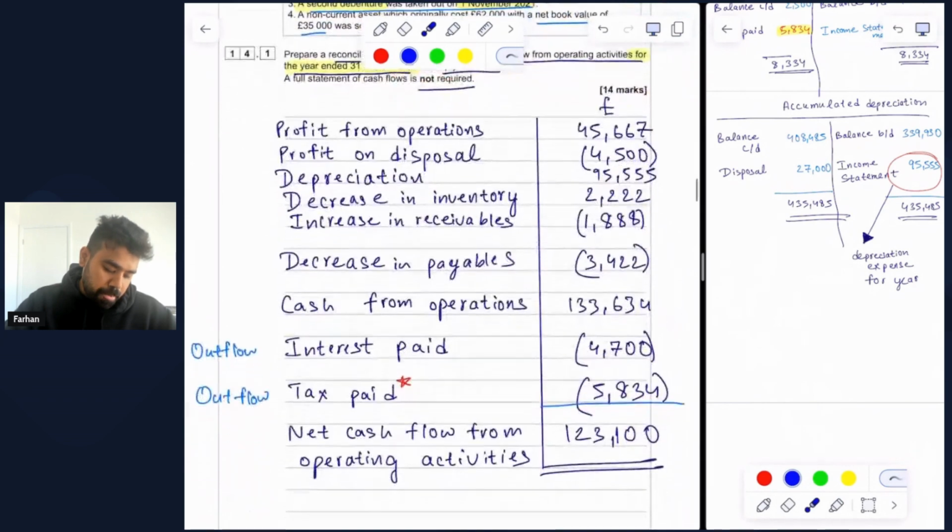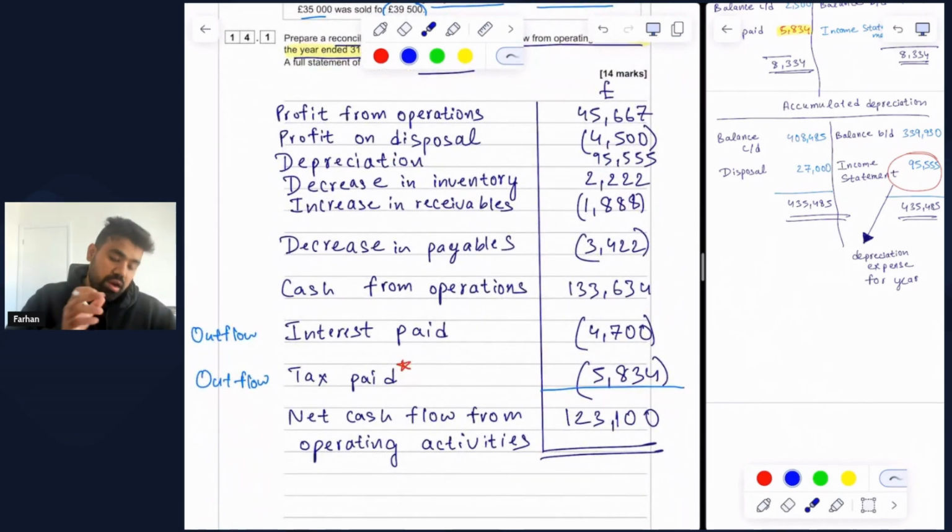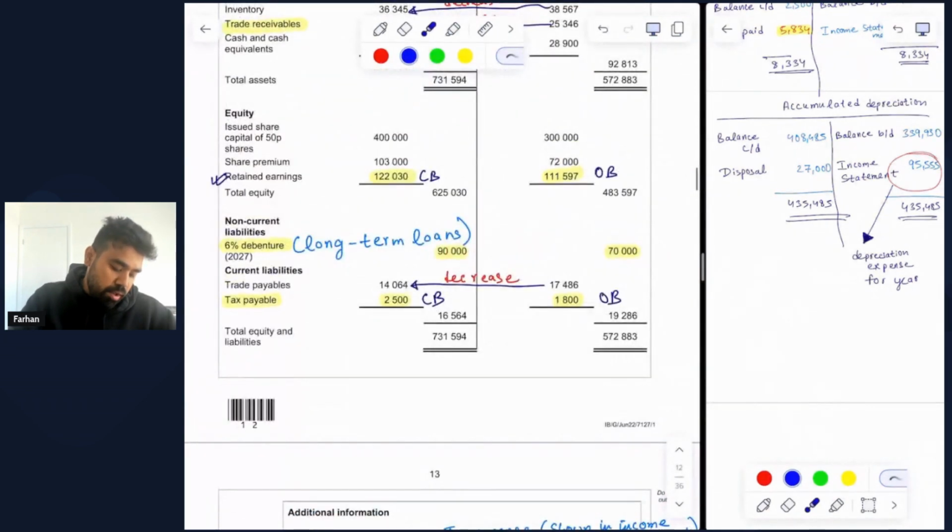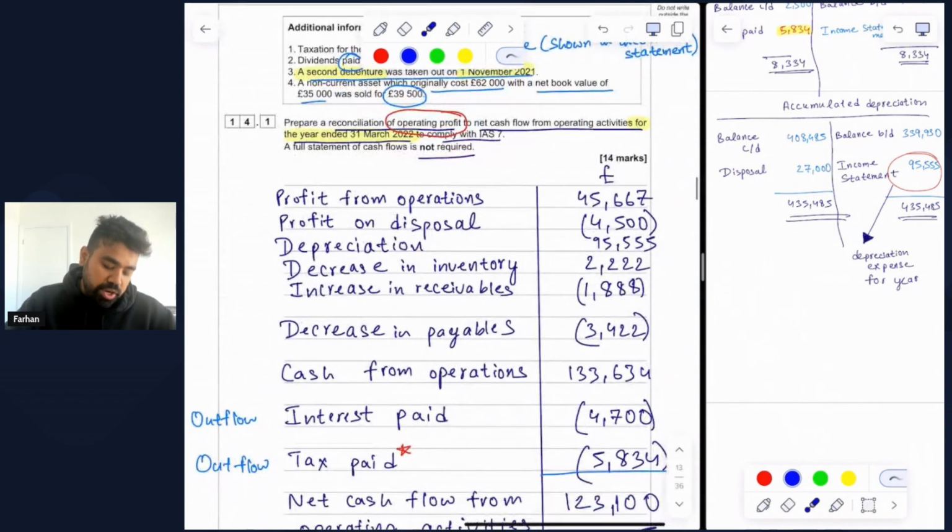Now you see, under the current liabilities, we also had tax payable, but we didn't include it in our calculation for cash from operations. Why? Because cash from operations, again, excludes the effect of taxes and interest. So taxes and interest are what we will be showing separately, because that is when we are complying with the format prescribed by IAS 7.